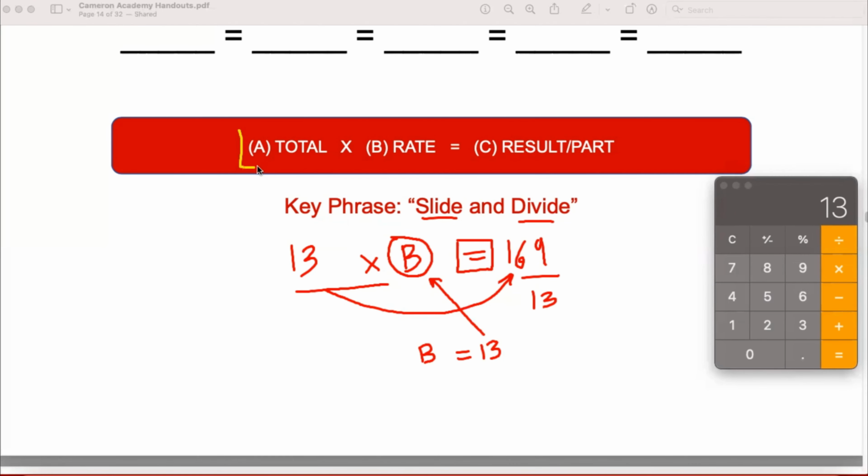A is always going to represent the total of something, times B, which is always going to represent the rate of something, equals C, which is going to represent your result or part of something. Congratulations. Once you understand this formula, your life is going to be that much easier when taking your exams. As you progress in this course, you will notice that most of the formulas that you're going to encounter are going to be structured in this format.